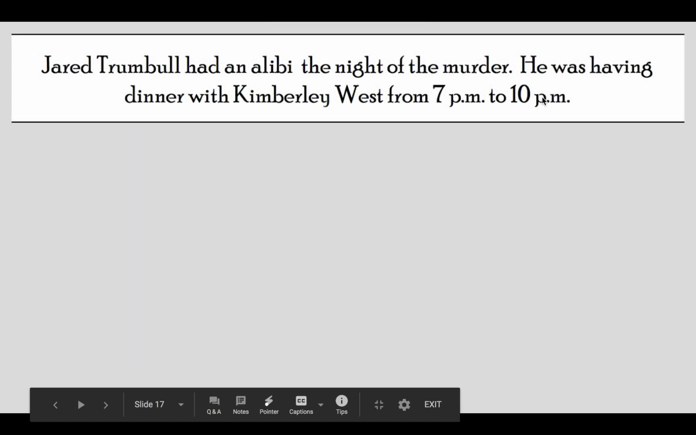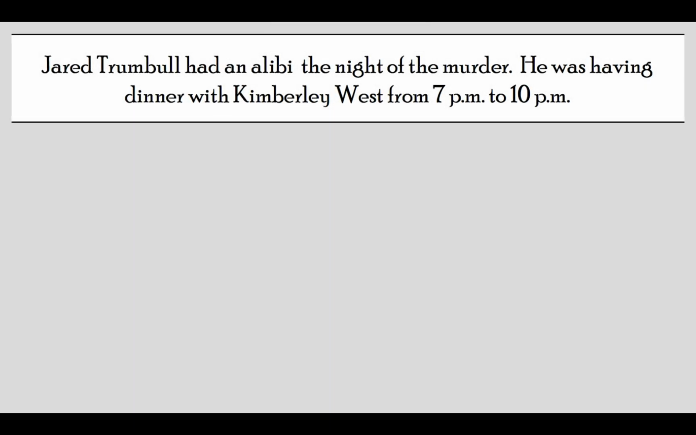Jared Trumbull, which is Lillian's brother, had an alibi. An alibi is whenever you are a suspect, you have to come up with the whereabouts of what you were doing the night of the murder. So they're asking for your location, where you were at. His alibi is he's saying on the night of the murder, he could not have done it because he was having dinner with Kimberly West from 7 to 10 p.m. For 3 hours they were having dinner. That's a long time for dinner.